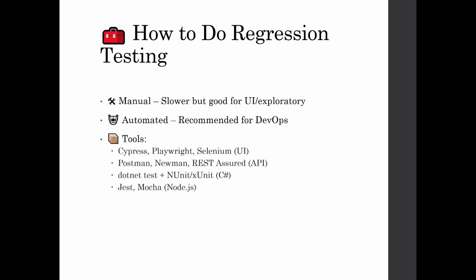And then tools. We're always talking about tools. Some of these we've heard before, right? Cypress, Playwright, and Selenium are great for UI testing. Postman, Newman, Rest Assured for APIs. For C#, we have things like .NET Test with either NUnit or XUnit. In JavaScript, we have Jest or Mocha. Really, it comes down to what's your stack? What tools do you want to use? What are you familiar with so that your testing can be set up correctly?